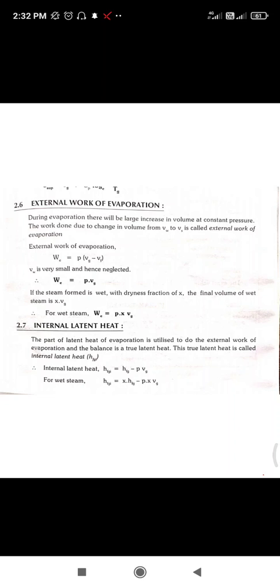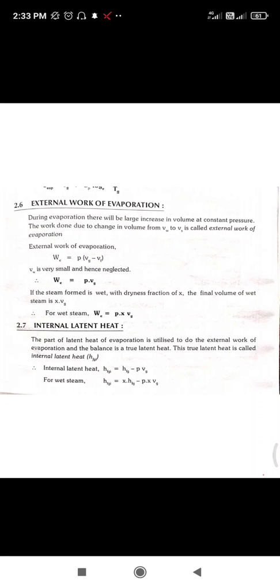If the steam is wet with the dryness fraction x, then U is equal to h wet minus P into V wet. For superheated steam, U is equal to H superheated minus P into V superheated.